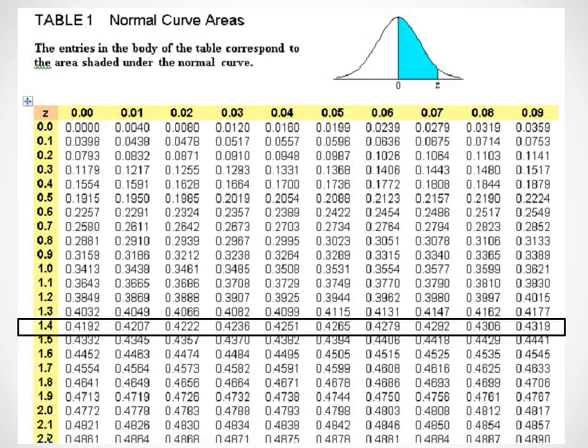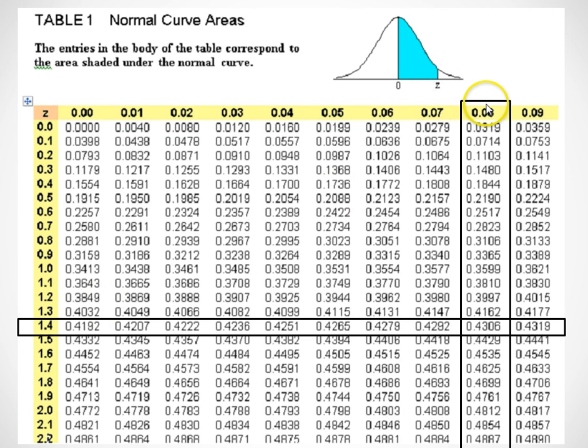Again, going to the normal table, remember that this table has no values that are negative. So we can't look up negative 1.48, we look up 1.48. To the nearest tenth, we have 1.4. The hundredths value is 0.08. So we have 1.408. That gives us a probability of 0.4306.